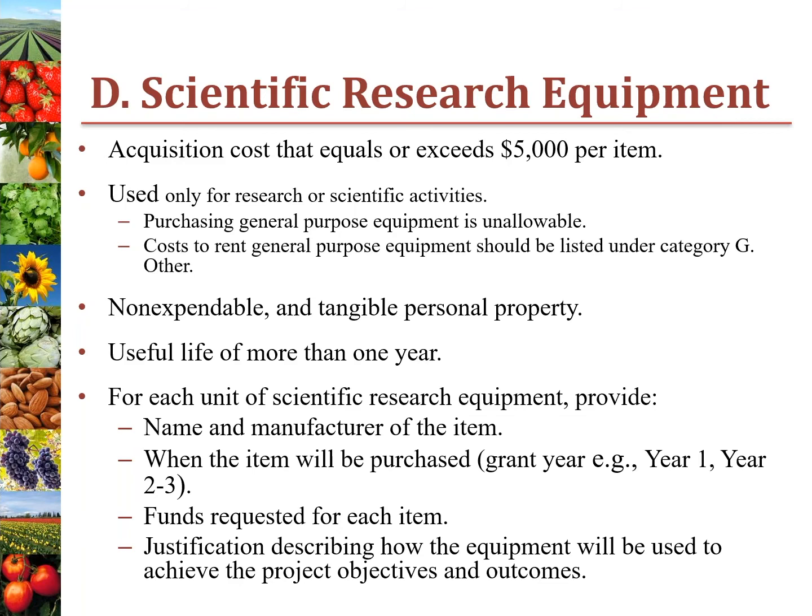Below the table, provide a justification for each piece of scientific research equipment that includes an explanation for why the equipment is necessary for the project and how it will be used to achieve the project objective and outcomes, along with the project objective number from the project objective and work plan template.